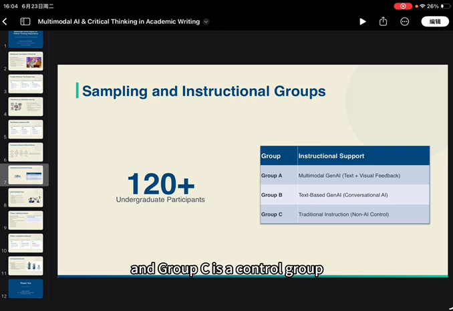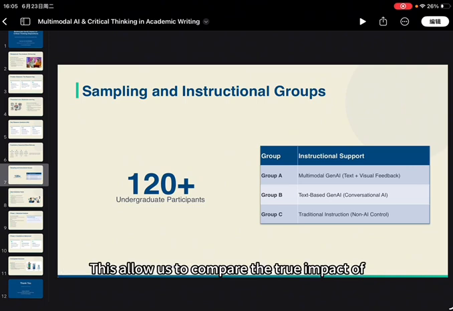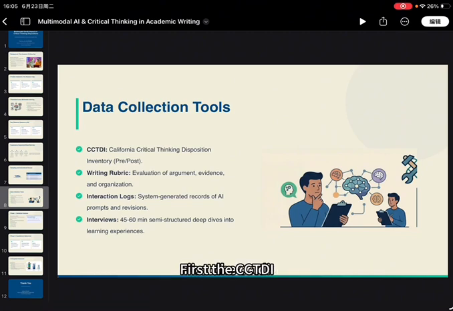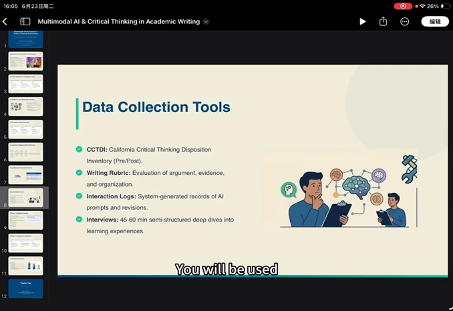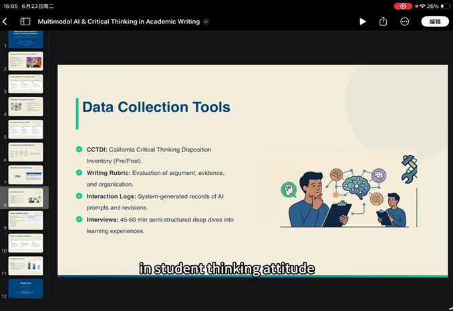And Group C is a control group. They will receive traditional classroom instruction without AI support. This allows us to compare the true impact of different tools. To collect data, we will use 4 main tools. First, the CCTDI, which stands for California Critical Thinking Disposition Inventory, will be used before and after the study to measure changes in student thinking attitude.